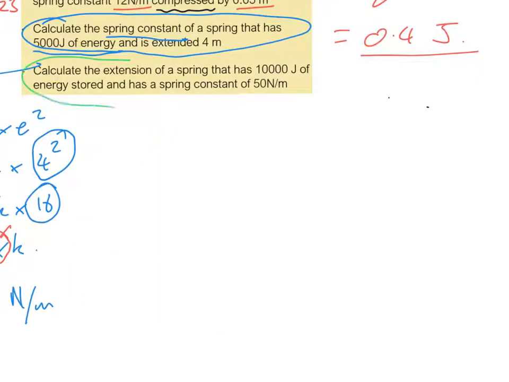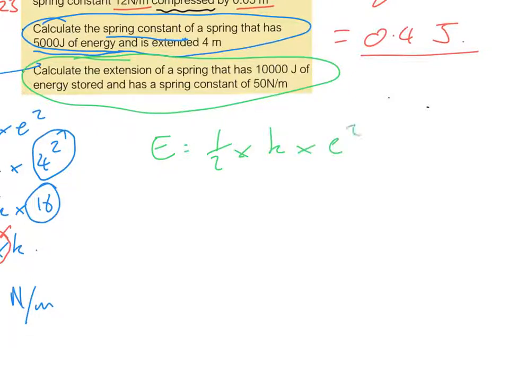Final one. And this is one that is very similar to a rearrangement that we do with kinetic energy, because essentially the equation follows a similar sort of format. E equals half times k times e squared. In kinetic energy it's mass times v squared for speed. And in this case we're going to have to find e, the extension, the small e. So let's dump the numbers in. 10,000 joules there, equals a half times the spring constant, which I'm given, which is 50, times e squared.